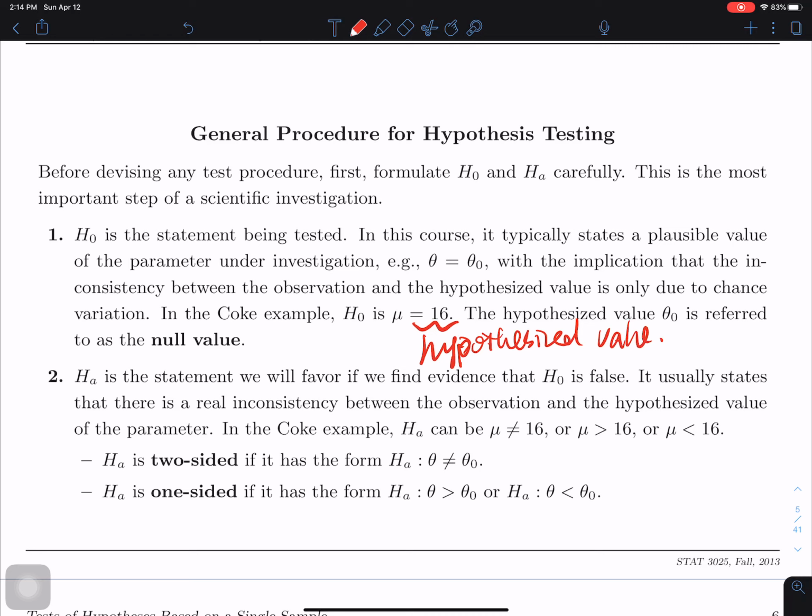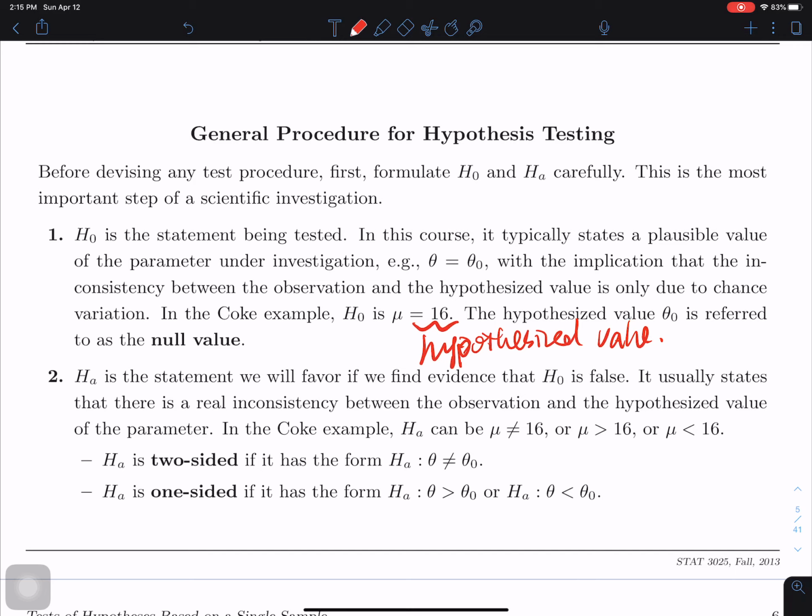And the hypothesis value theta 0 is referred to as the null value. So 16 is the null value. And HA is the statement we will favor if we find evidence that H0 is false. That is to say, if the observed value differs a lot from what we hypothesized, then there's evidence that H0 is false. And it usually states that there is a real inconsistency between the observation and the hypothesized value of the parameter. In the Coke example, HA can be mu not equal to 16, or mu greater than 16, or mu less than 16.